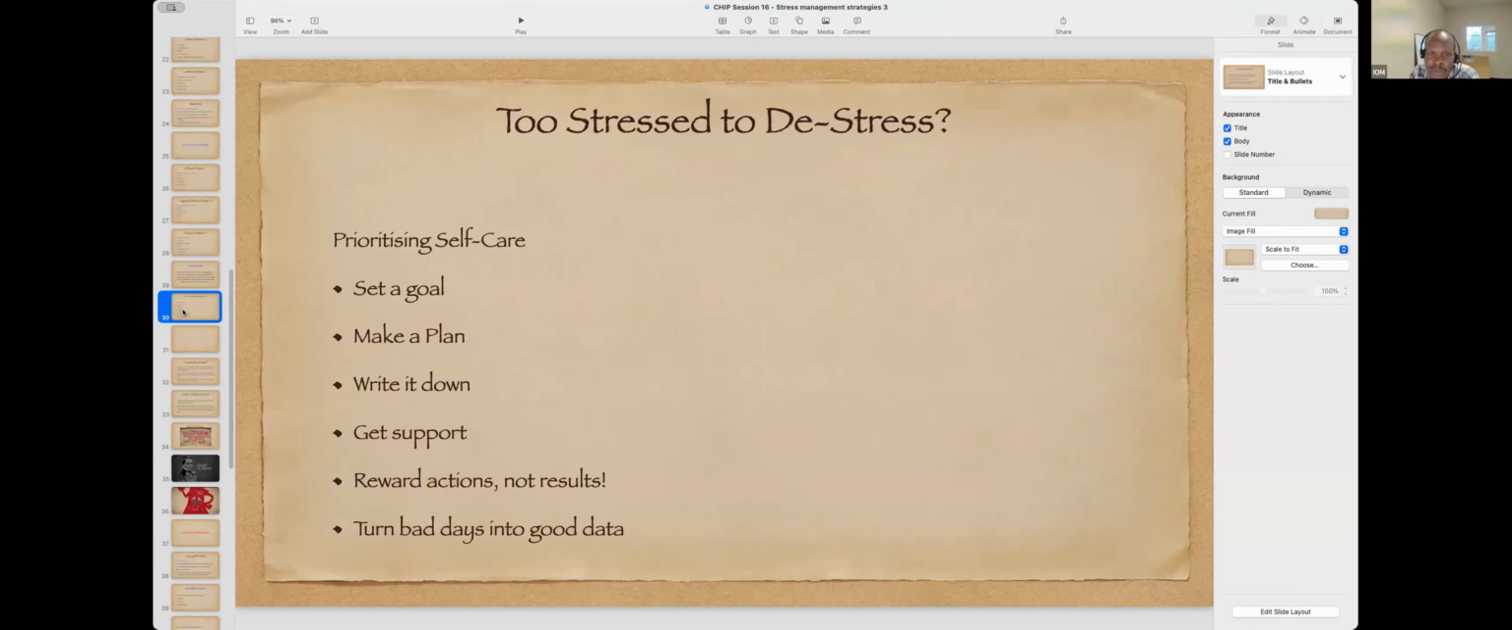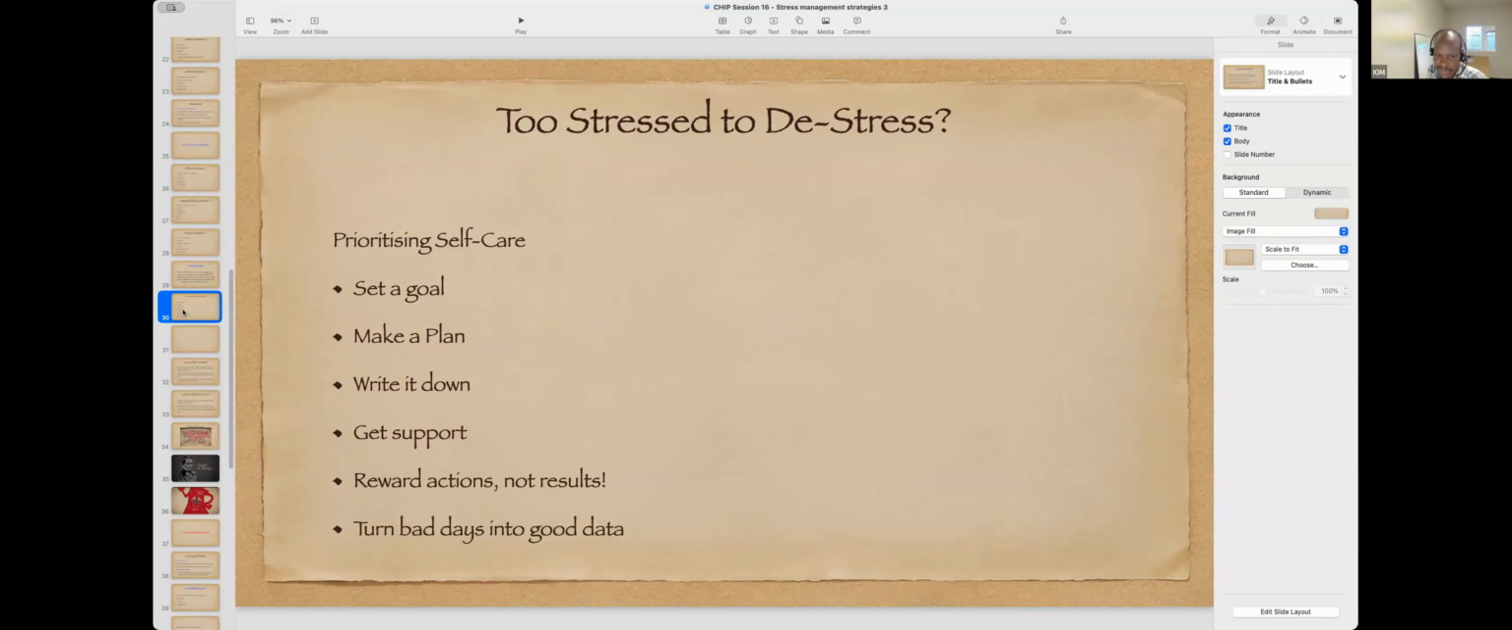Too stressed to distress. One of the things that we really need to do when we find ourselves in that situation is to set a goal, make a plan, write it down, get the necessary support needed, and then reward ourselves, reward our actions. When we take a positive action, for instance, I've set a goal, I reward myself. I've made a plan, I reward myself. I write down this plan, so I get support. These are actions that I can actually congratulate myself for and note the results of those actions.